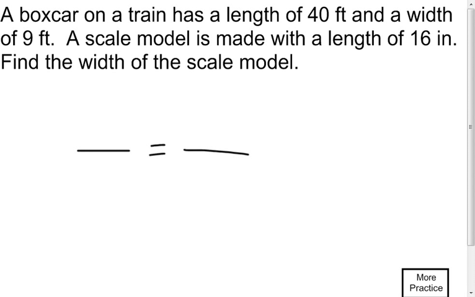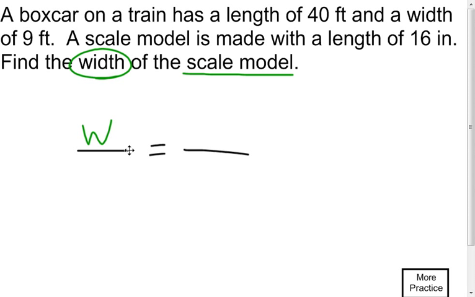So the first thing I do is make the proportion, the two ratios, have them equal to each other with no numbers in there. Now I just have to figure out what to put where. I'm going to start with the width, because we want to find the width of the scale model. I don't know that, so I'm going to start right there with my variable. W is going to represent the width of my scale model.